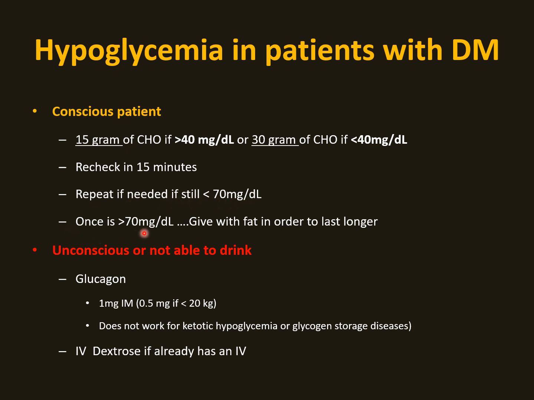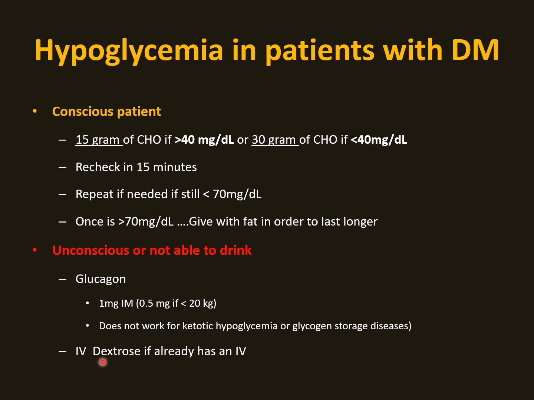Once the blood sugar is corrected and becomes more than 70 milligram per deciliter, you give crackers or carbohydrate with fat, for example peanut butter or cheese, to last longer. If the patient is unconscious or not able to drink, you need to give glucagon, 1 milligram intramuscular. If the patient weighs less than 20 kilos, you give just half a milligram. Do not give glucagon for patients with ketotic hypoglycemia or glycogen storage disease.